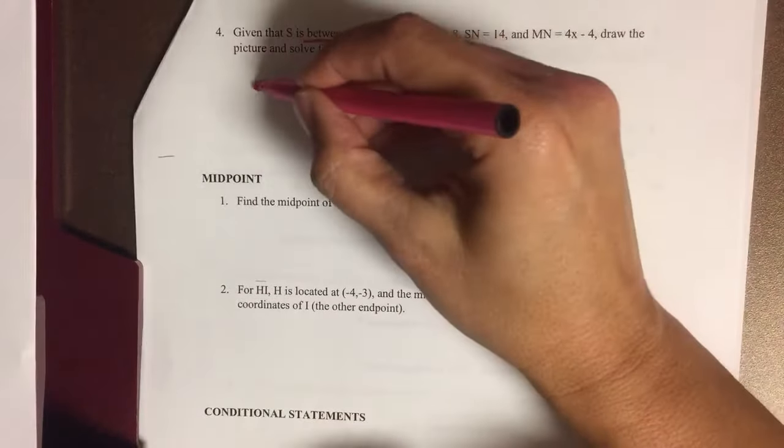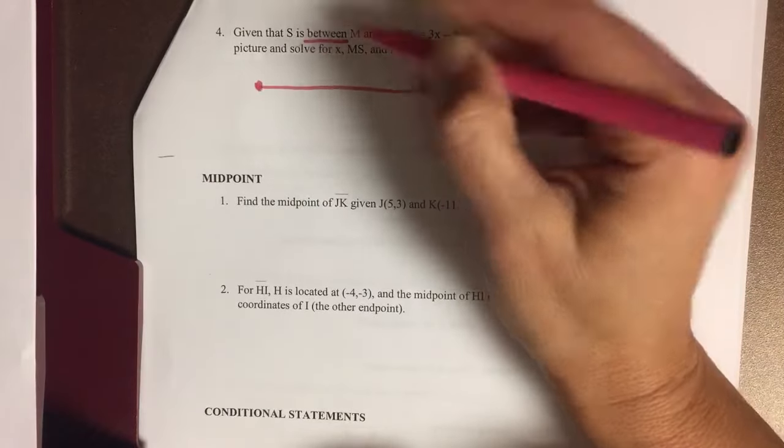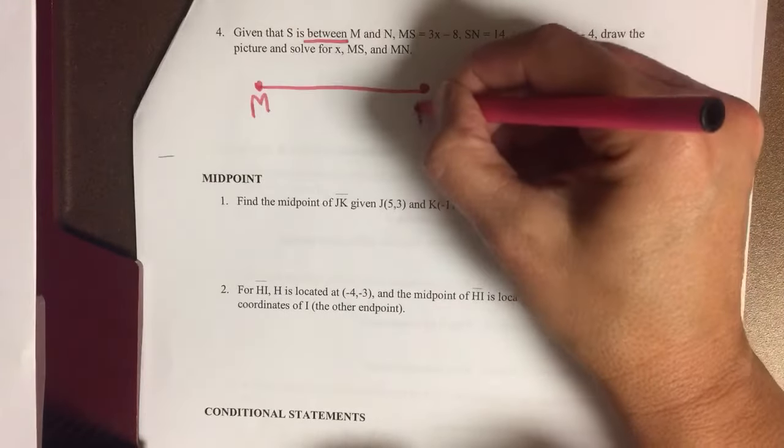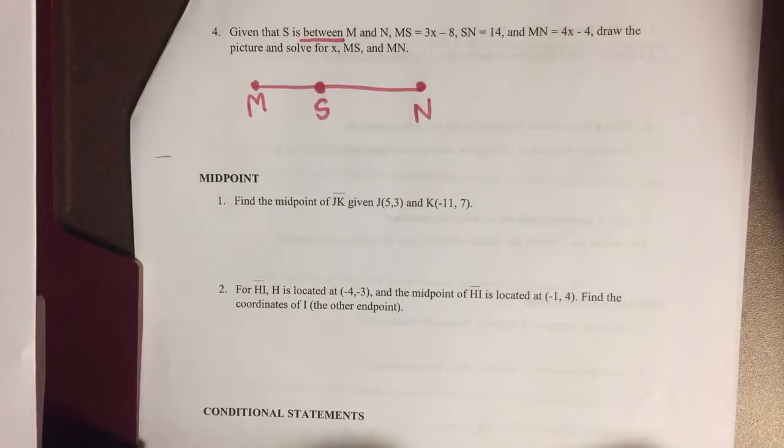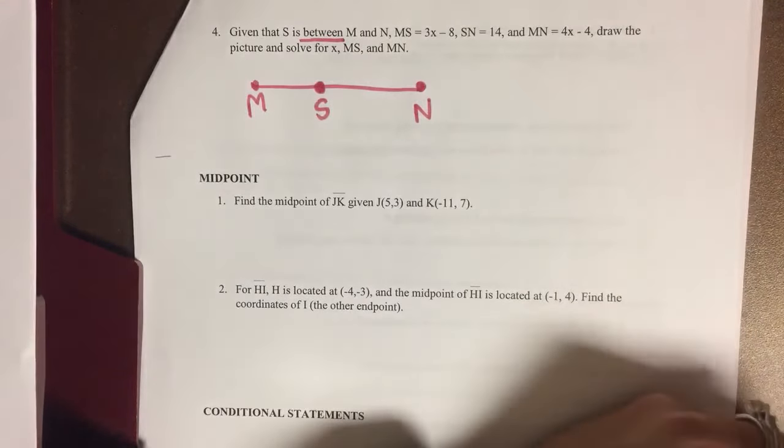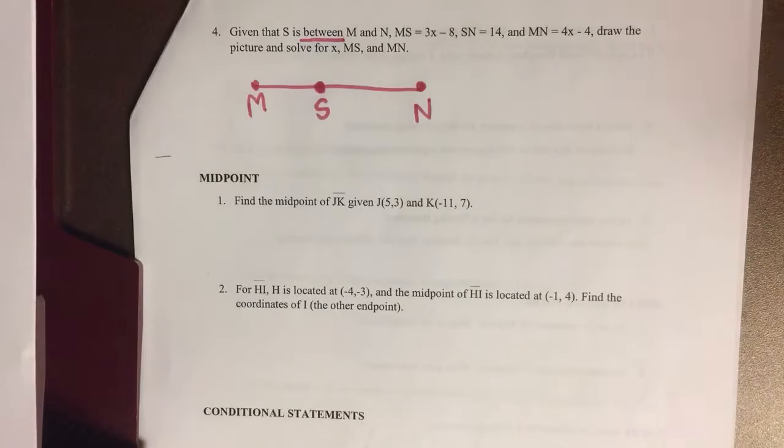So what I'm going to do is draw a segment that has an endpoint of M, an endpoint of N, and S somewhere in between them. I don't know where S goes. I don't have enough information on that yet. So I've drawn my picture. So now I'm going to start labeling.